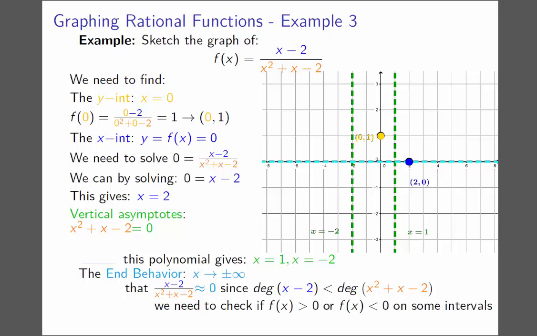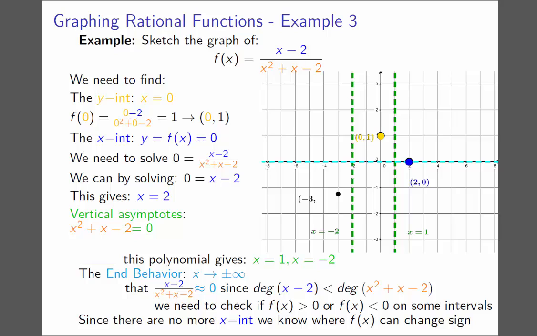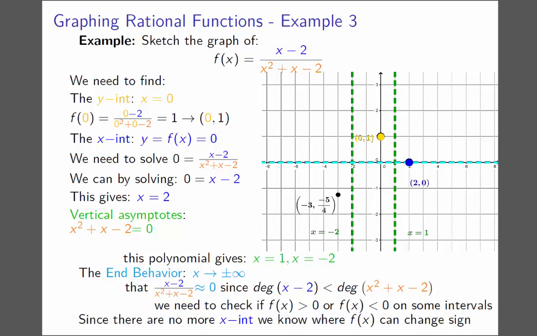Now to complete our graph, we need to check if our function is positive or negative on some of our intervals. This is because we know there are no more x-intercepts, so f of x can only change sign at the x-intercepts or at the vertical asymptotes. To check the interval of x values before negative 2, we need to pick an x value back there, say negative 3, and evaluate our function. f of negative 3 is negative 3 minus 2 over negative 3 squared plus negative 3 minus 2, which when we simplify is negative 5/4.